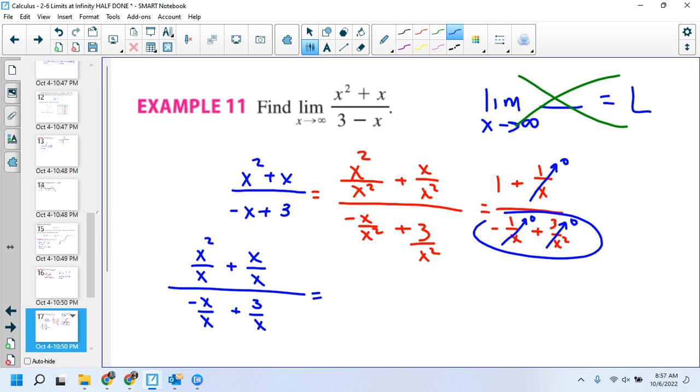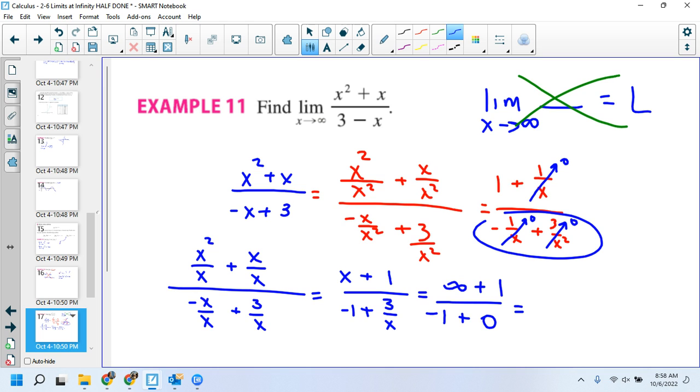Okay, so let's take a look and see what happens here. Maybe this is going to help us. So this is going to be x plus 1 over negative 1 plus 3 over x. Now, take a look at what's going to happen if I send x to infinity. Well, this is going to become infinity. Plus 1 stays. Minus 1 stays. What's going to happen to 3 over x? 0.